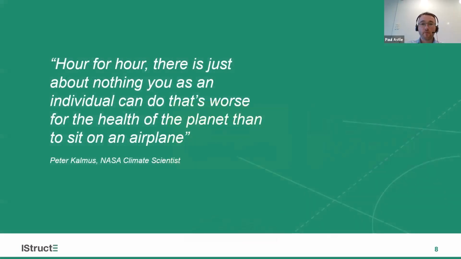I did come across this quote recently in National Geographic, which I thought was quite interesting, which said that hour for hour, there is just about nothing you as an individual can do that's worse for the health of the planet than to sit on an airplane. Airplane is American, but I thought probably not if you're a structural engineer. So if you think about the amount of carbon we can control in our daily jobs per hour, it's actually far bigger than that.